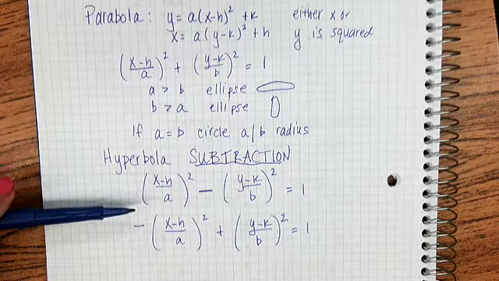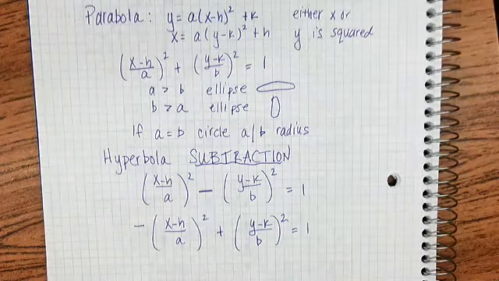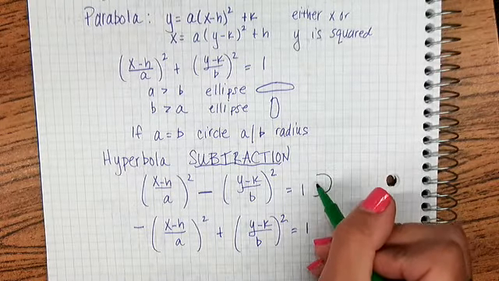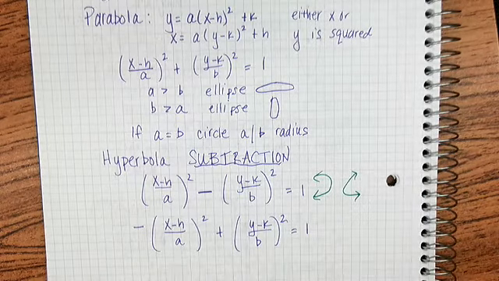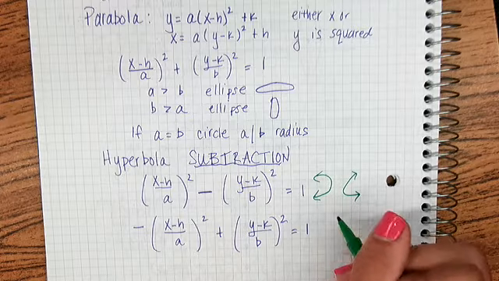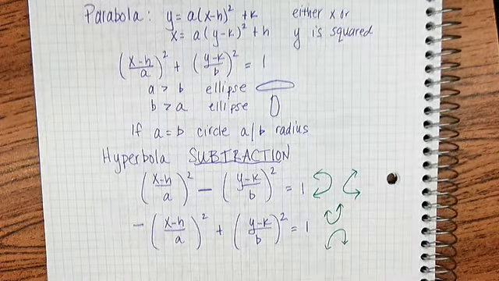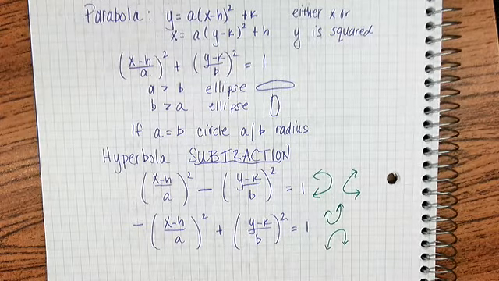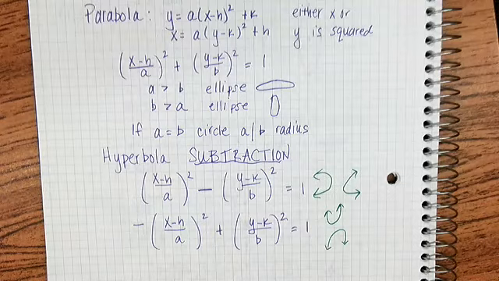X is positive, y is negative. So if x is positive, this is going to open in the x direction. It's like two parabolas, there's two of them. If x is negative, that means y is positive. Y is the vertical, so it opens up and down. You might want to pause the video and go back and watch, just kind of listening to all the features.